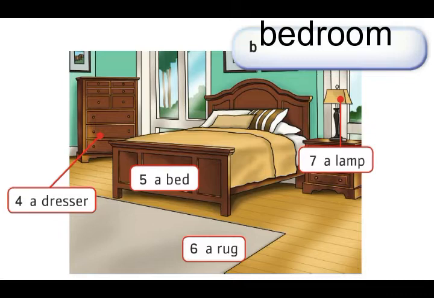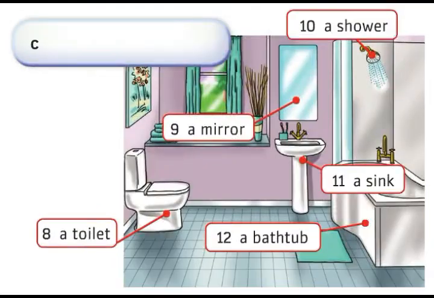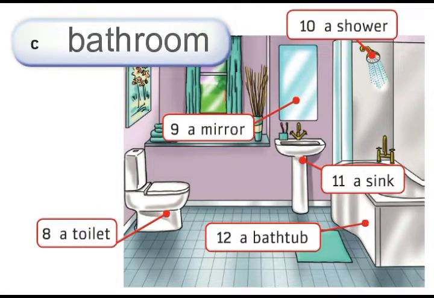Maybe we don't have it. Not all people have a lamp in their bedroom, but some people usually have it. Then we go to the bathroom, and in the bathroom we usually have, example number 8, a toilet or toilet.